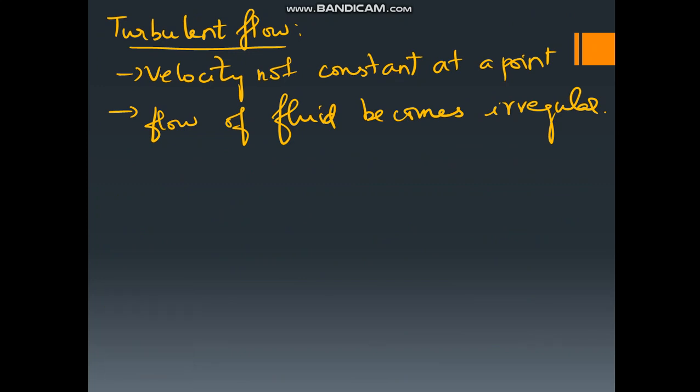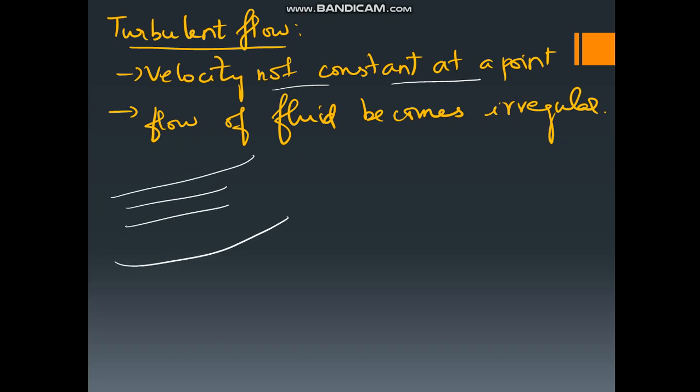In turbulent flow, the velocity is not constant at a point. Suppose we assume a tube in which all the streamlines are there. At a particular point, let this point be A. Let there be infinite particles. For the first particle at A, the speed is 10 m/s. But for the second particle, the speed at A is not 10 m/s. For the third particle there is a different speed at A, and for the fourth particle there is a different speed at A. So velocity is not constant at a point.